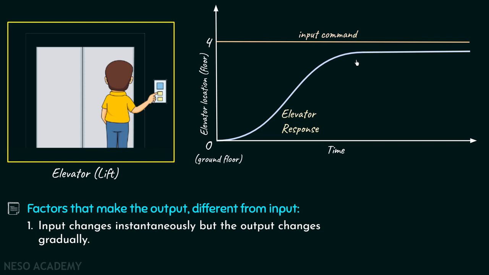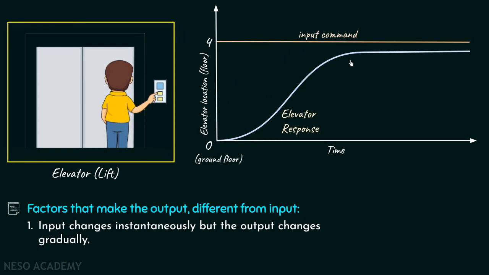The similar thing happens with any control system. Whenever we apply any input command, the input is instantaneous in nature. That is, the desired response is instantaneous in nature. But the output of any control system is gradual in nature, because the control system has to do some work in order to generate that output. And that's why the output response or the actual response of control system is quite different from the input.